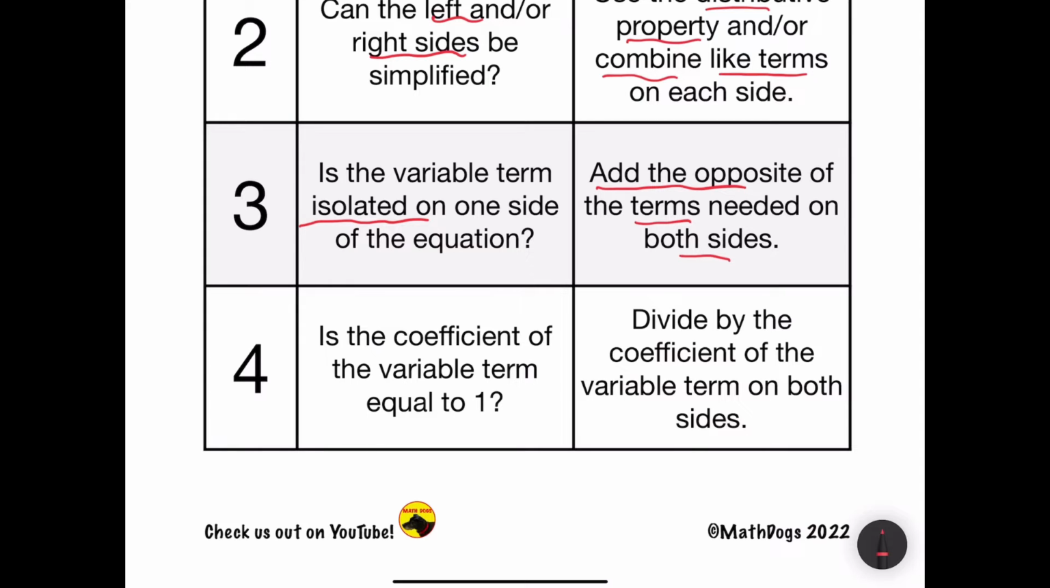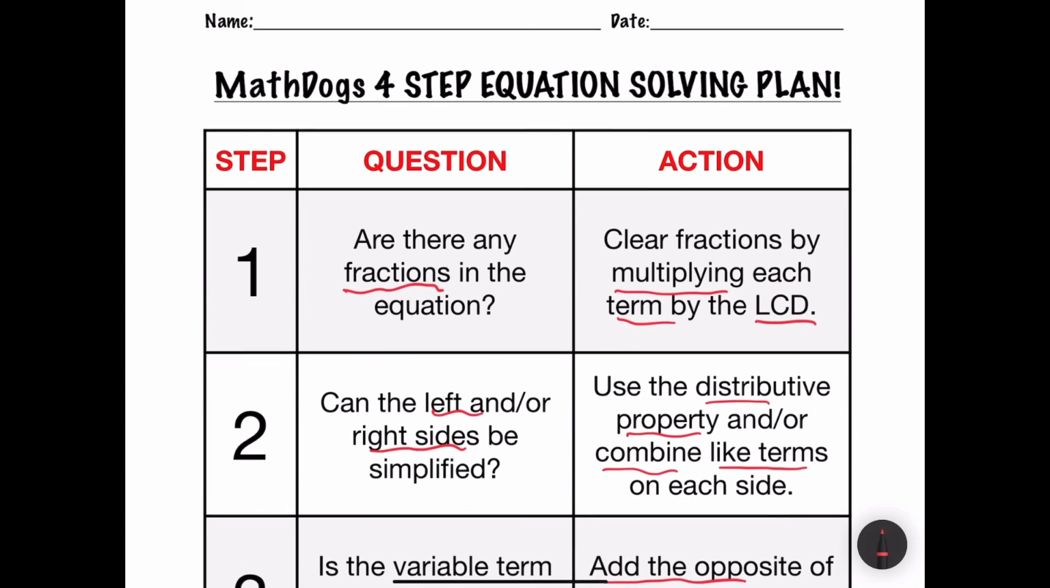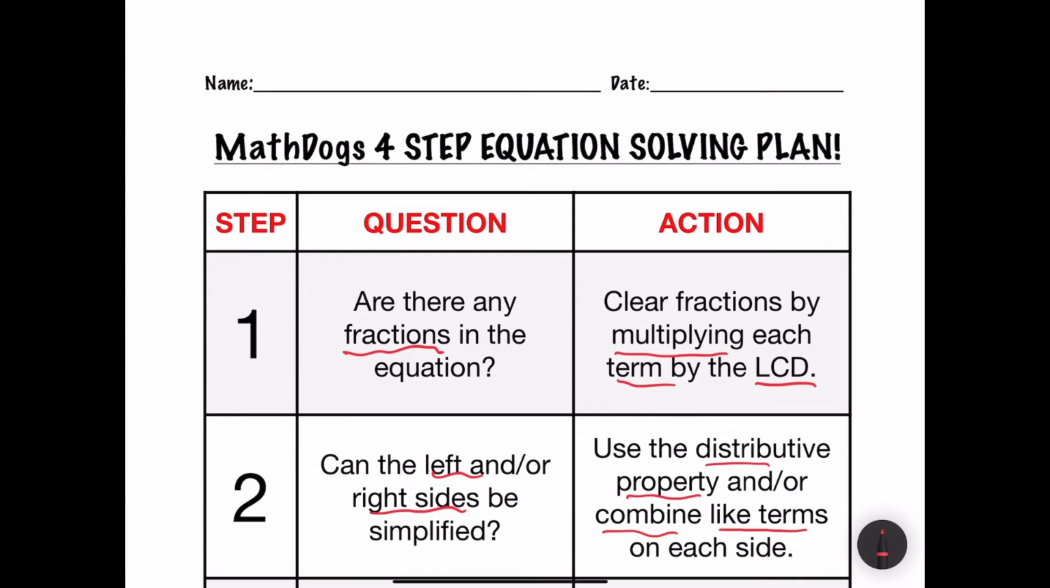Then we can move on to step 4 and ask ourselves, is the coefficient of the variable term equal to 1? And if it's not, we're going to divide both sides by that coefficient in order to make it equal to 1. We're going to take a look at these 4 steps in a second, but first we're going to go through a memory trick to help us remember them.